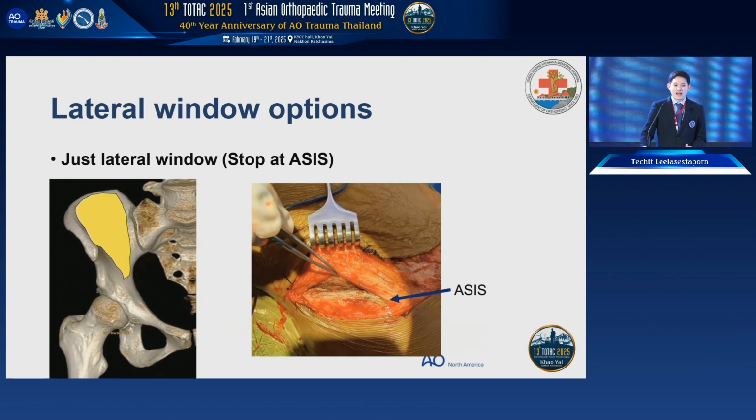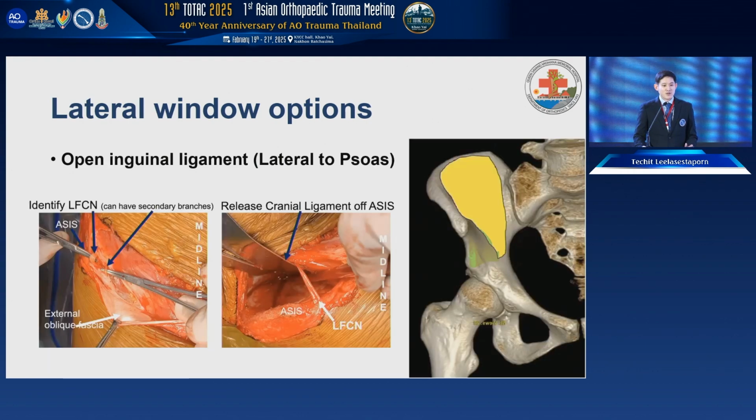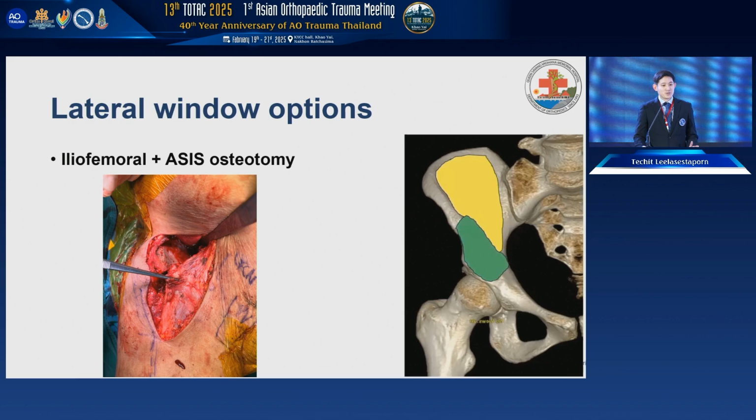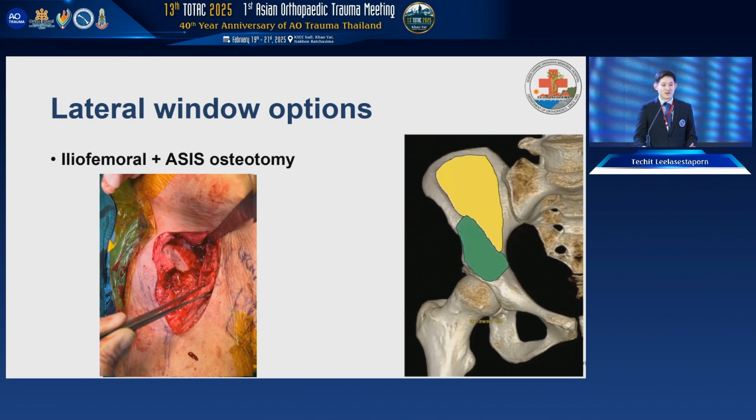For the lateral window, we actually have three options. If we just stop at the lateral window, we can expose only the internal iliac fossa. But if we need more exposure, we may open the inguinal ligament lateral to the psoas muscle to gain more exposure. Or we can also do the iliofemoral approach and the ASIS osteotomy to expand the exposure further. These are the options to expand the area of the fracture exposure.